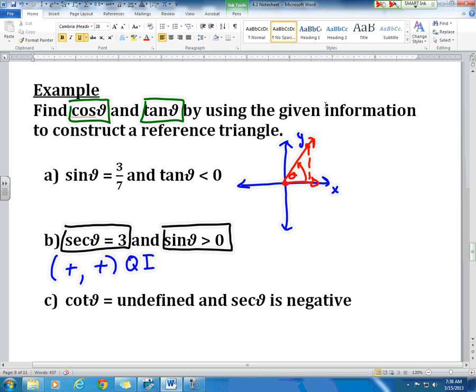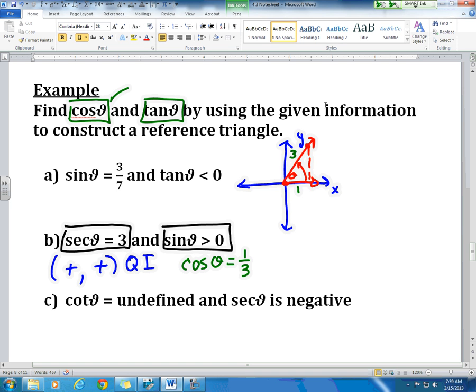And we know that secant is equal to 3. Now, right off the bat, since we're being asked to find cosine and tangent, remember that's the object of this problem here. I can answer the part about cosine because cosine and secant are related by reciprocal properties. So the cosine is equal to 1/3, which means that the adjacent and the hypotenuse can be labeled as such. The adjacent side is 1, the hypotenuse is 3.